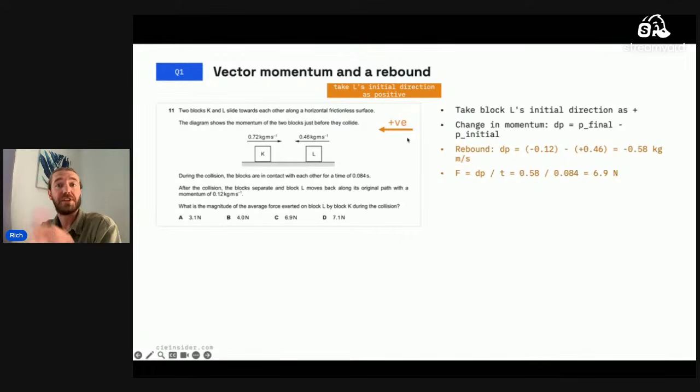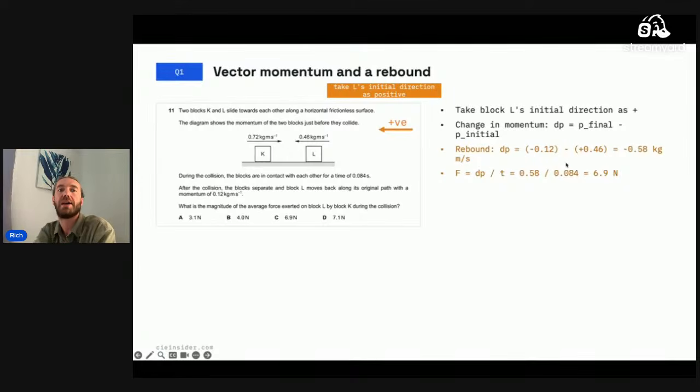Again, if you'd done this the opposite way around and you'd said that positive was to the right, then you would end up with 0.12 minus 0.46, and therefore you'd end up with your magnitude as 0.58 kilogram meters per second once again. So then if we want to look at what the force is, now that we've got the actual change in momentum, note that that's really where the main error would be in this one.